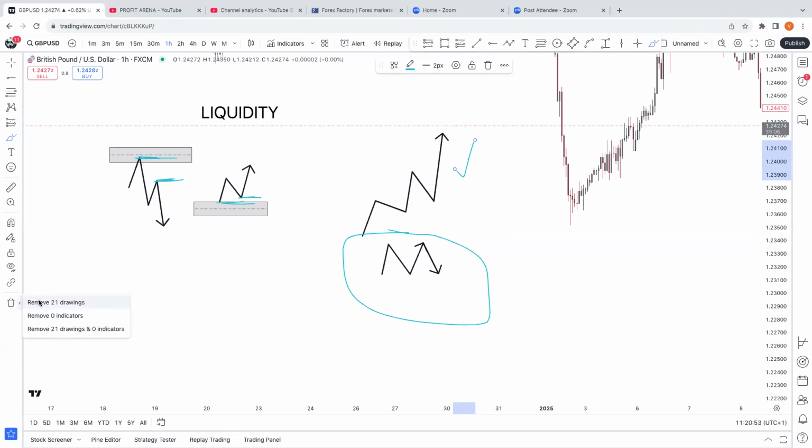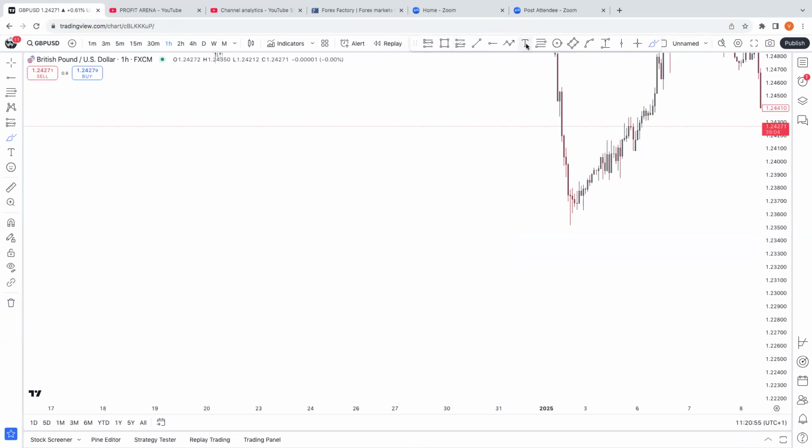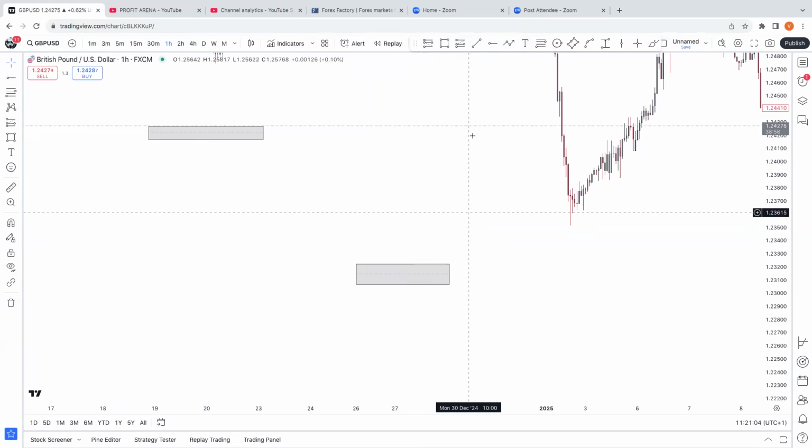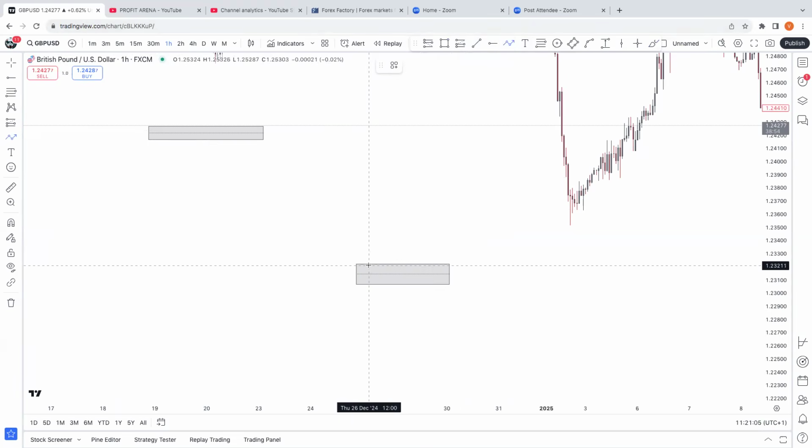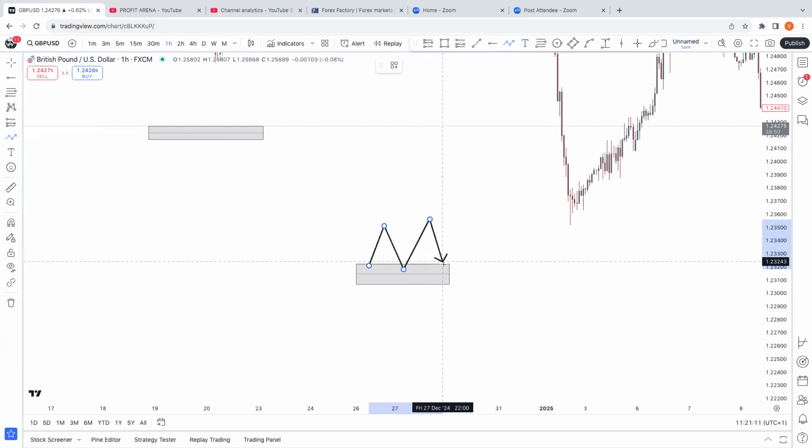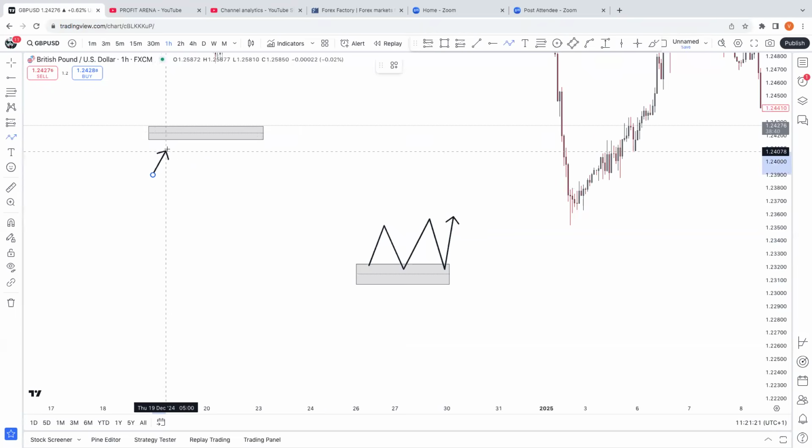Now, so what are the types of liquidity? We have different types of liquidity. The first one we are going to look at is called resistance or support liquidity. Some persons call it double top or double bottom. They call it double bottom or triple bottom, whichever. It could be double, it could be triple. All of these are support liquidity. I just like to call it support liquidity.